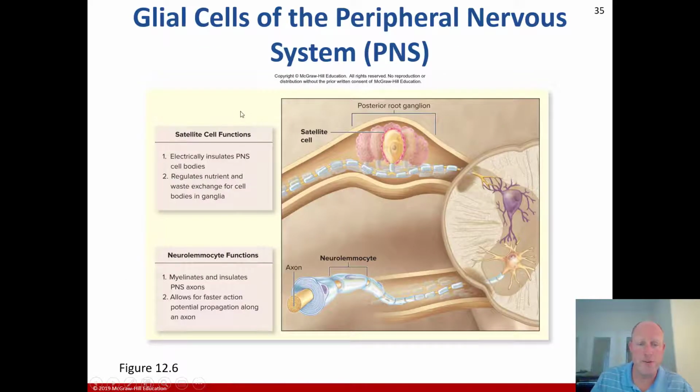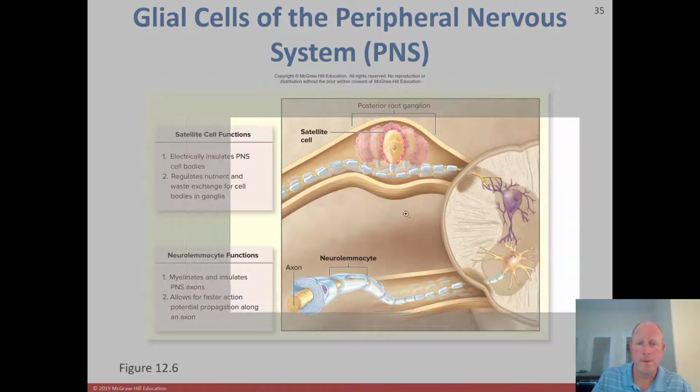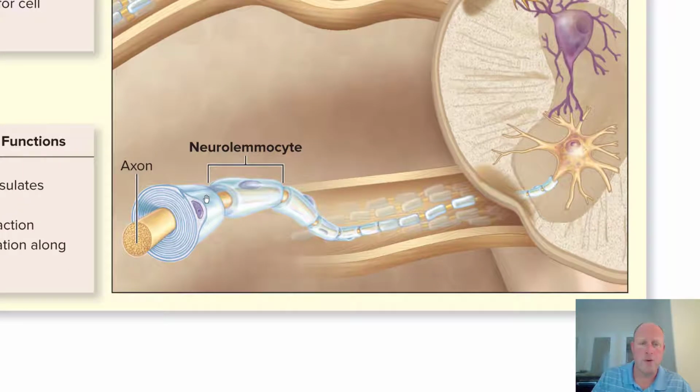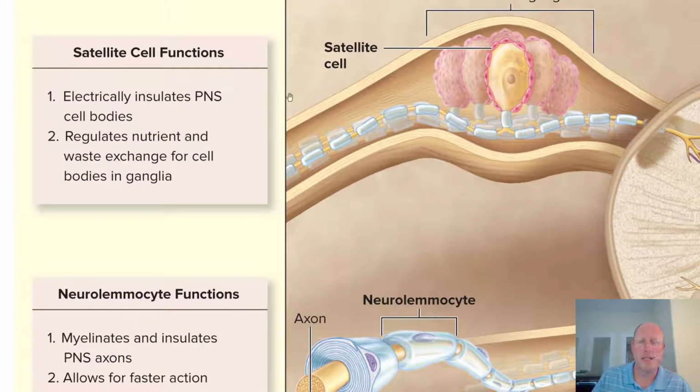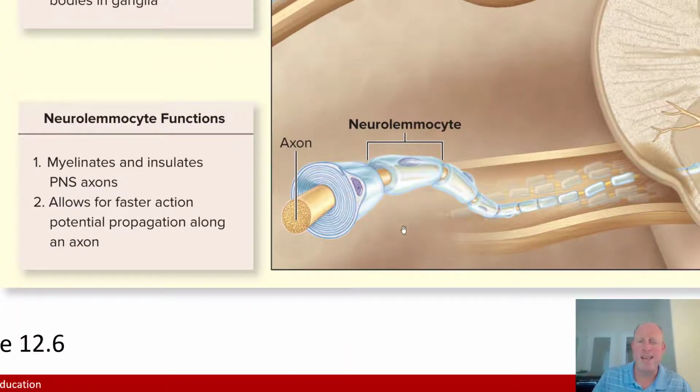So here we can see our two types of cells in our PNS for our neuronal cells. Look at our image here first. There's our satellite cell, and there's our neurolemmacyte. And again, that satellite cell electrically insulates the PNS cell bodies, and it regulates nutrient and waste exchange for cell bodies in the ganglia. And that neurolemmacyte helps myelinate, as you're seeing here, the myelination around that axon, and insulates the PNS axons. It allows for a much faster action potential propagation along the axon.